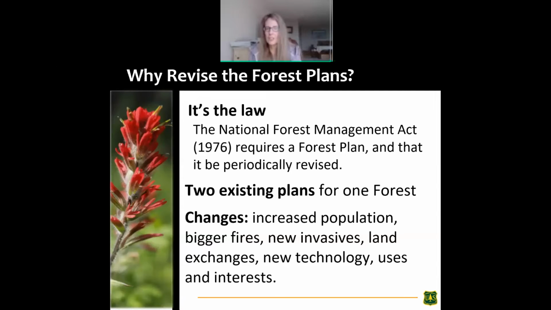And in 30 years, a lot has changed. Increased population on the west side of the forest, but there are places on the east side of the forest where population has actually declined. We're seeing bigger fires, new invasives, especially aquatic invasive species. We've had land exchanges, so the actual land base is changing. And we certainly see new technology, new uses, and new interests for the forest. So it's definitely time to revise this plan.